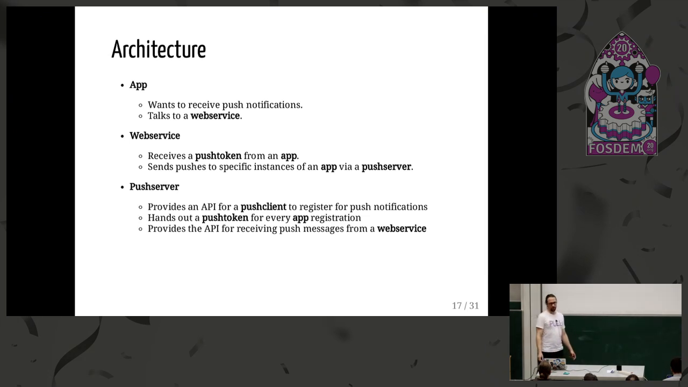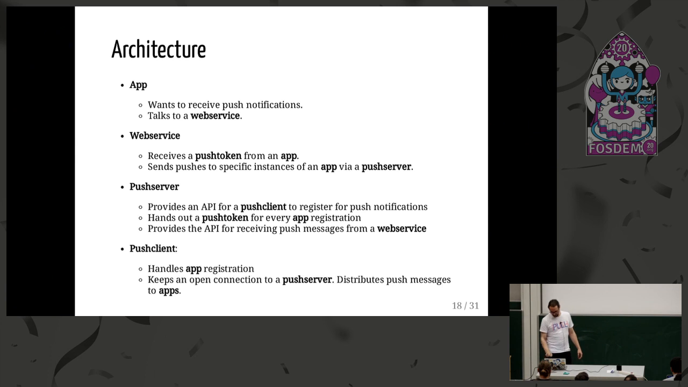So the push server has an API for the push client, which we'll come to in a second, to register for push notifications. It generates those push tokens and stores the matching of a phone or a push client to the push token. And then it provides the API to the web services for receiving incoming pushes. And it forwards them to the push client.